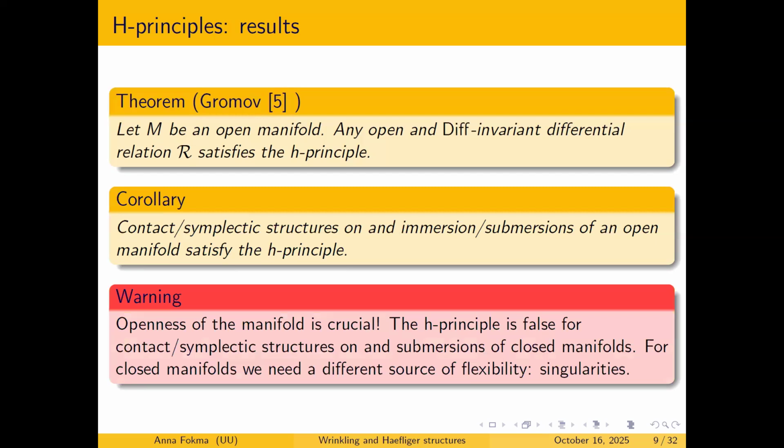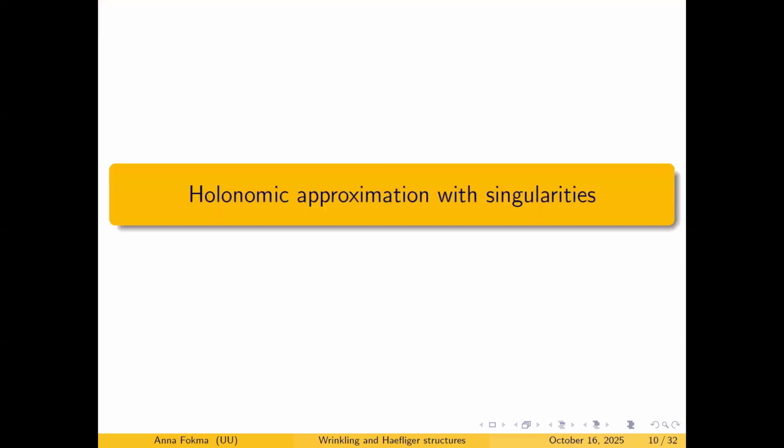However, the openness of the manifold is really important here, because the H principle is just false for contact and symplectic structures and for submersions of closed manifolds. Exactly because this theorem uses holonomic approximation, meaning that you need some source of flexibility to wiggle your manifold. But on closed manifolds, you do not have this, because in some sense, you do not have an infinity towards which you can push your problems. So on closed manifolds, we need a different source of flexibility to be able to homotope our formal solutions into actual solutions. And one option is to allow for singularities. So that's the approach we'll take today.